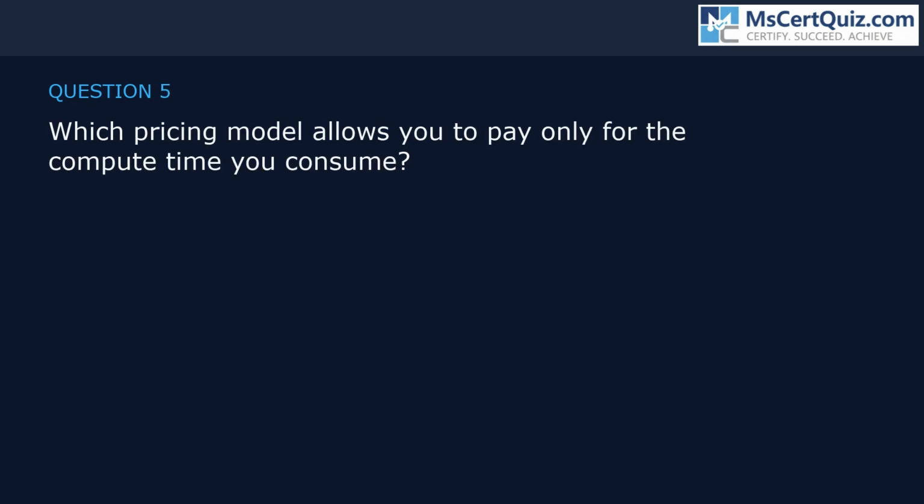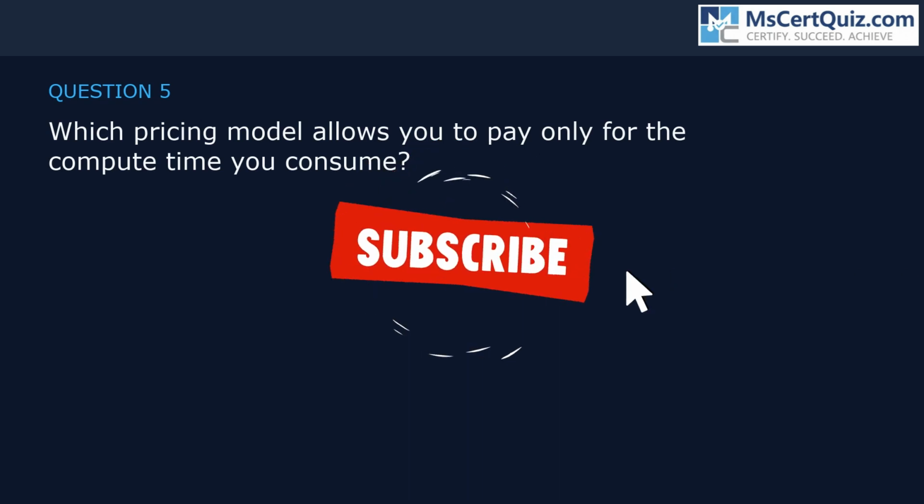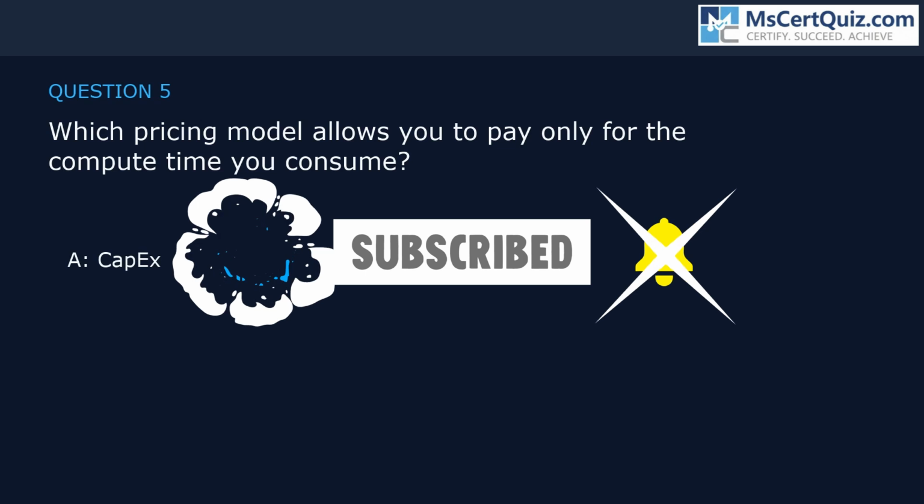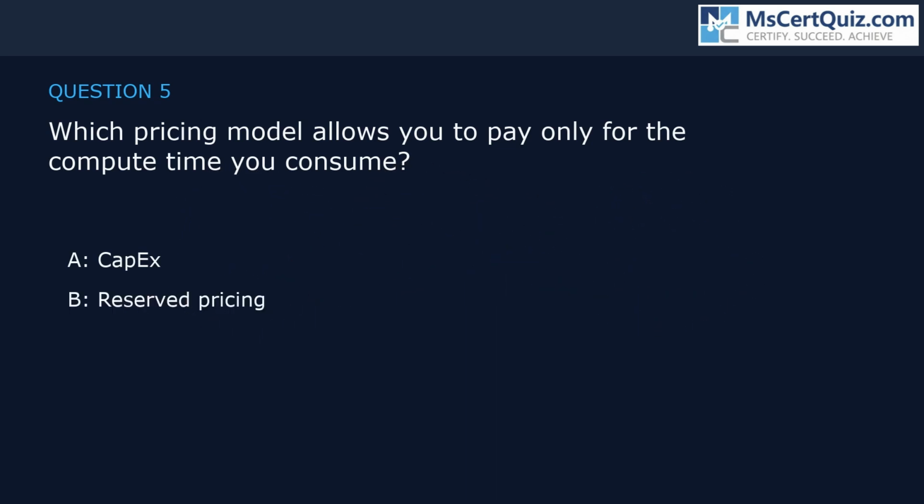Question 5. Which pricing model allows you to pay only for the compute time you consume? Option A, CapEx. Option B, reserved pricing. Option C, pay-as-you-go. Option D, subscription-based.